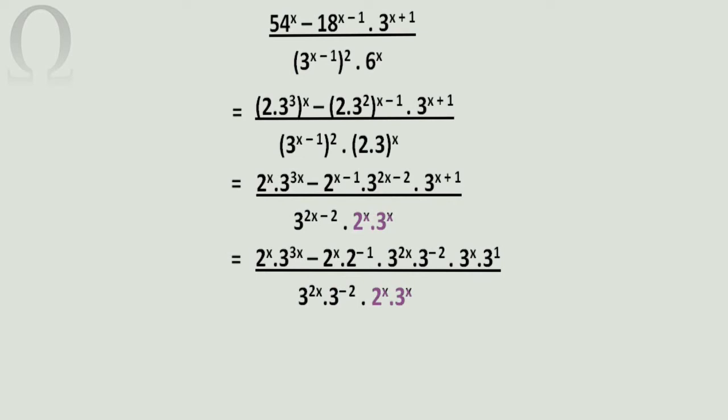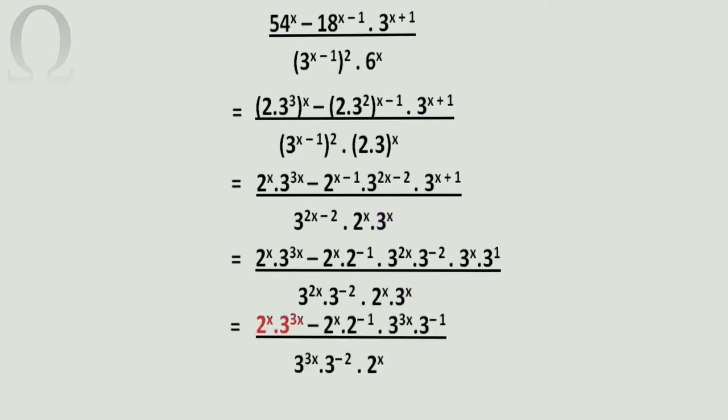We can tidy this up a bit by applying the first law of exponents, which states that, when multiplying equal bases, we add the exponents. So we have 2 to the x times 3 to the 3x, minus 2 to the x times 2 to the minus 1, times 3 to the 3x times 3 to the minus 1, all over 3 to the 3x times 3 to the minus 2, times 2 to the x.